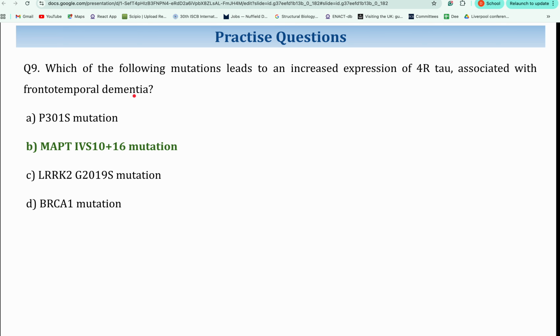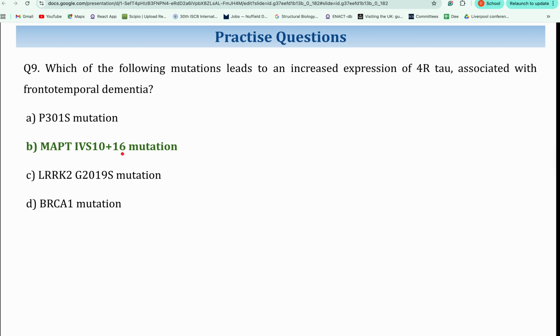So now let's look into these options one by one. In the first option they are saying P301S mutation. As we know, this is a mutation in the tau gene MAPT, and the effect is that it causes abnormal tau aggregation and dysfunction, due to which it is linked to frontotemporal dementia. But this mutation does not specifically lead to an increase of 4R tau isoforms. Instead, this mutation can alter tau function and promote aggregation, but there is no known study that it can increase expression of 4R tau. So it is not the right answer.